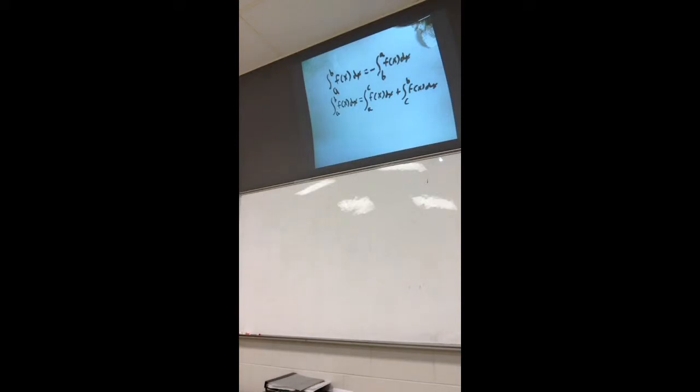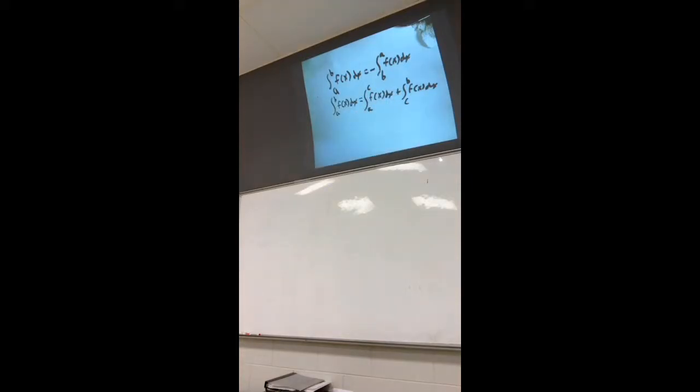So I have the integral from a to b of f is equal to the integral from a to c of f plus the integral from c to b of f. Now, one thing that's not said here that can't be assumed: I never said that c was a number between a and b. C does not necessarily have to be a number between a and b.